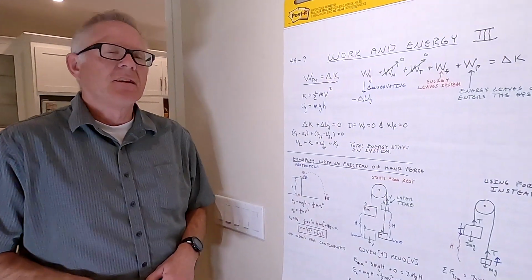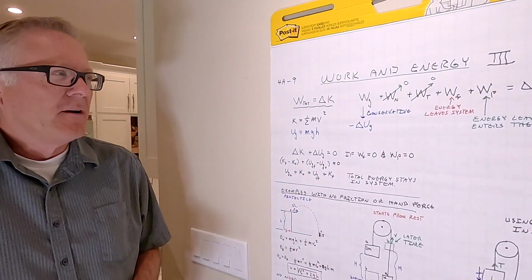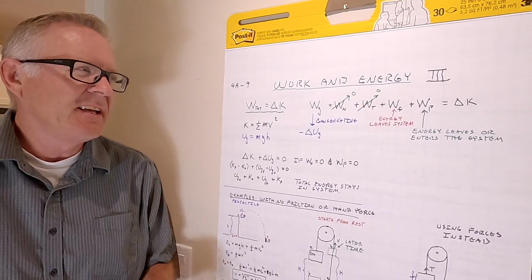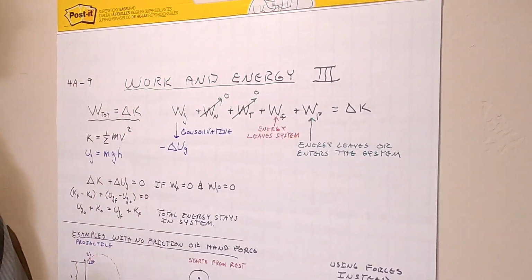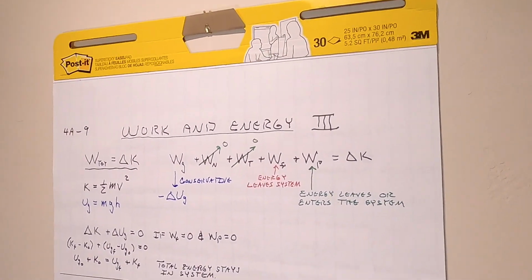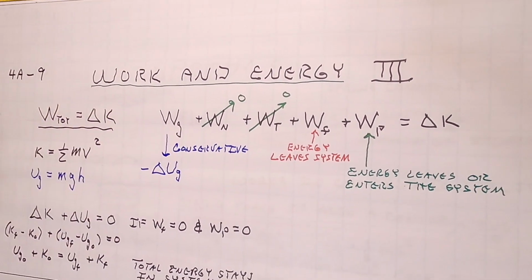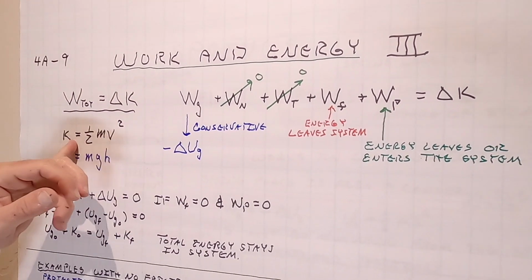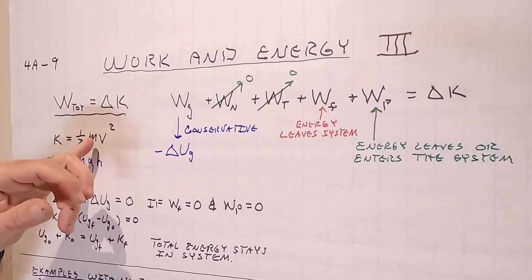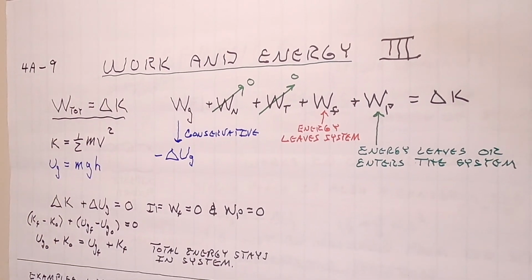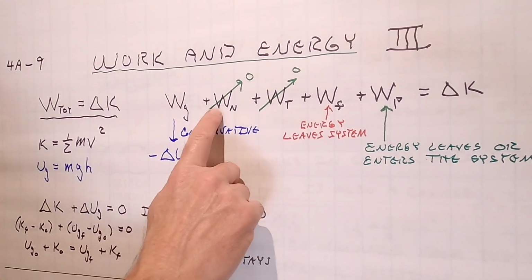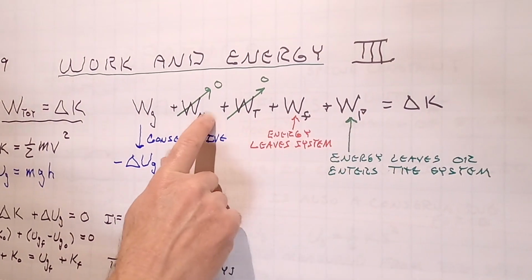So this is just to continue on our work and energy right here. This is just the third lecture on it. And you remember what we said before was that the total work, when you added it all up, just equaled the change in kinetic energy, where this is the definition of kinetic energy, 1/2 mv squared right here. So when we said we had all these works, that's the total work right here.